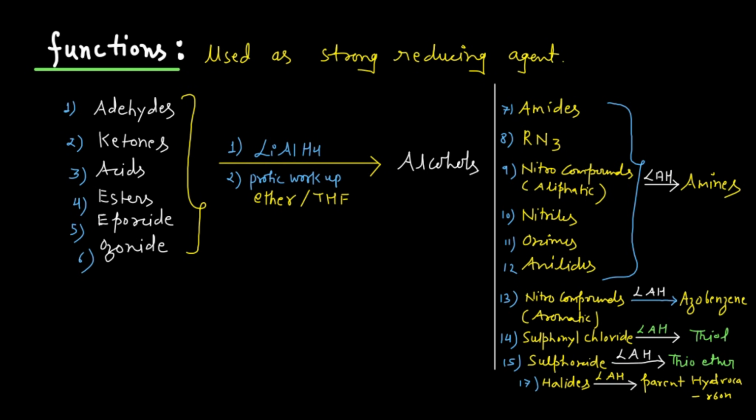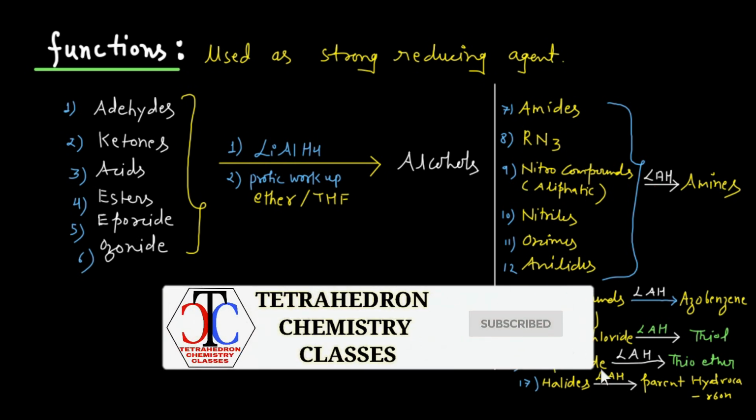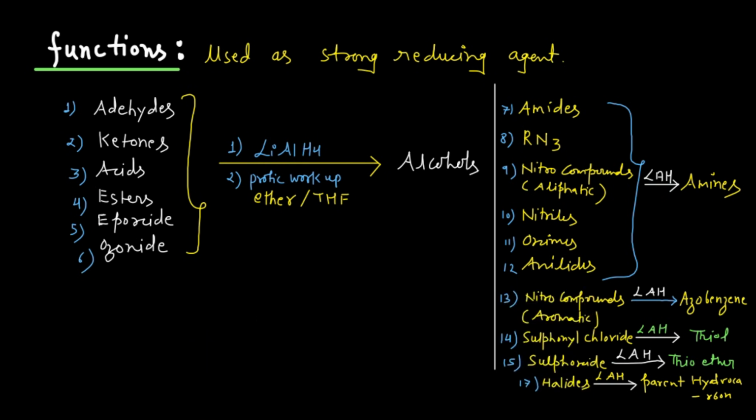Next, you see amides, azides, aliphatic nitro compounds, nitriles, that is cyanides, oximes, anilides. They can all be reduced with the help of LAH, that is lithium aluminum hydride, to the amines, right? If you have aromatic nitro compounds, then on reduction with lithium aluminum hydride they will convert into azobenzene, right?